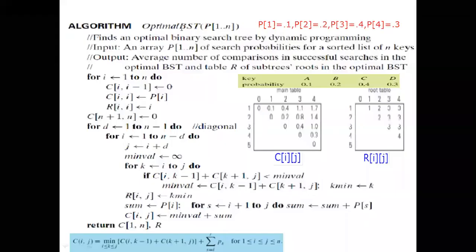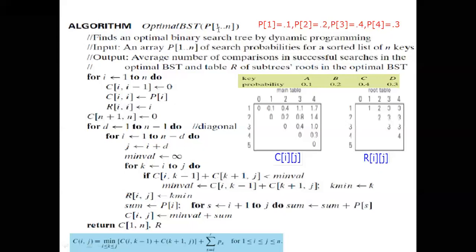This one is the optimal BST algorithm. And the function name is optimal BST, P of 1 to N. What is this particular single dimensional array P? That I will explain now. What is 1 to N? 1 shows the first key value, N shows the last key value. That means N is 4 because here we have 4 key values. What example did we solve? 1, 2, 3, 4.